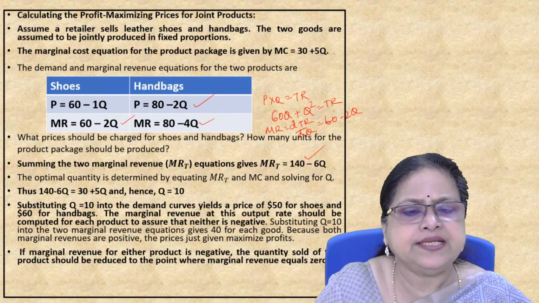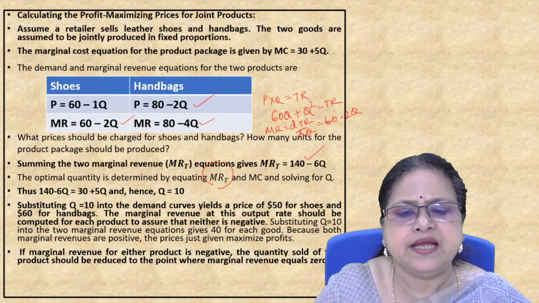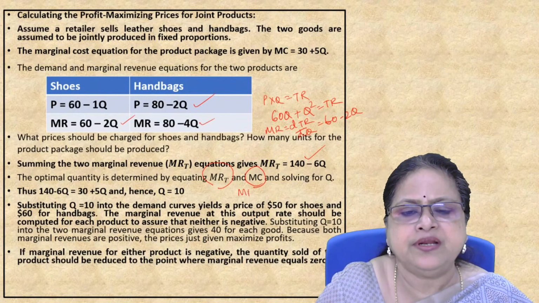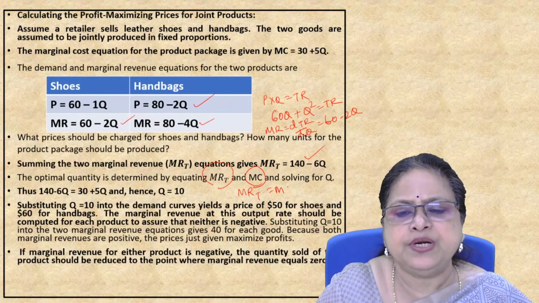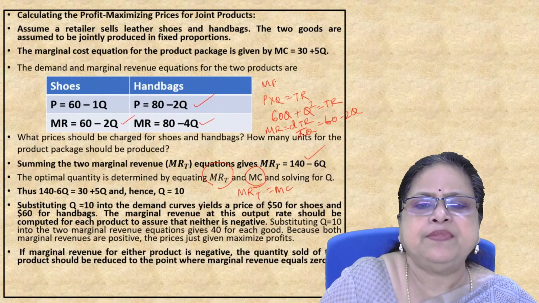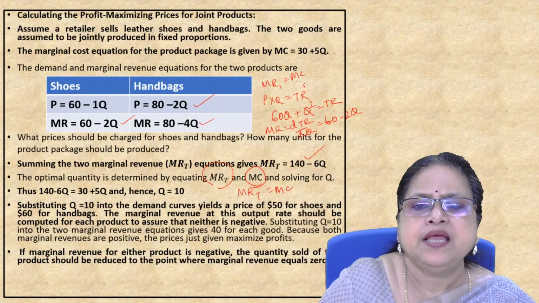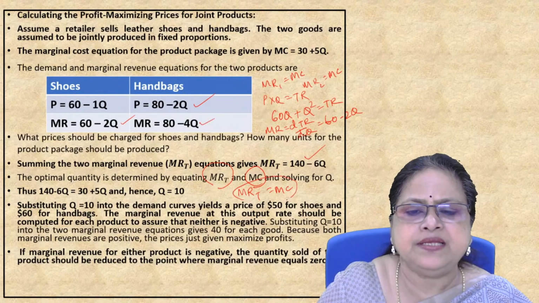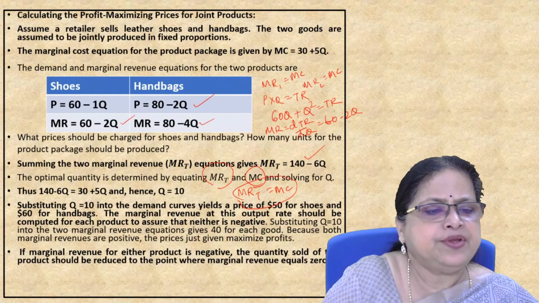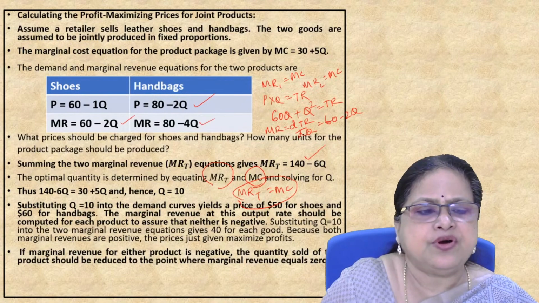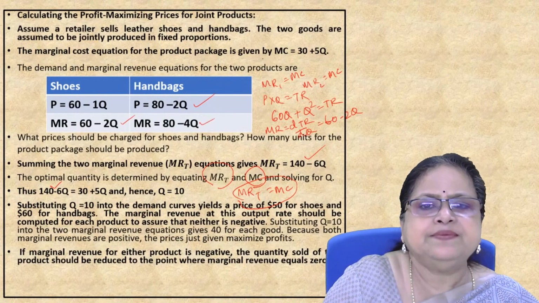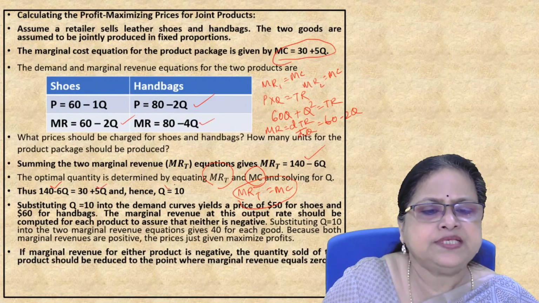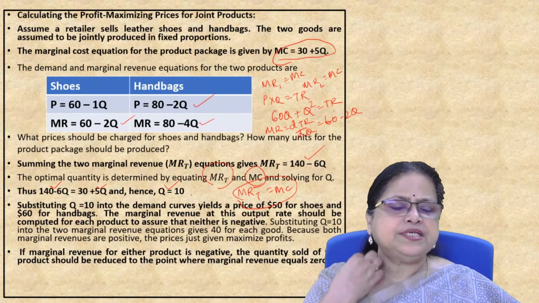The optimal quantity is determined by MRT and MC cutting each other. So MRT must be equal to MC. Instead of writing MR1 is equal to MC, MR2 is equal to MC, we have to write MRT is equal to MC. Now here, MRT is equal to 140 minus 6Q, and MC is given here, 30 plus 5Q. Now from this, Q is equal to 10.